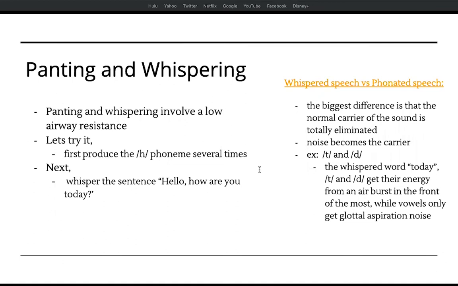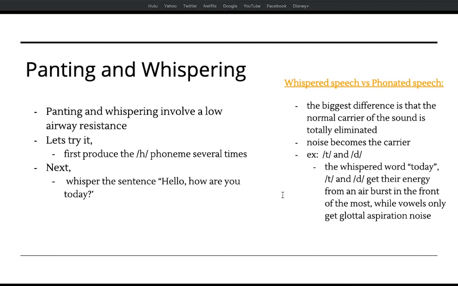Let's try it. First, produce an H phoneme normally several times. Ha, ha, ha, ha, ha. Now produce it with like half the amount of airflow. You notice the difference? Next, whisper the sentence, "Hello, how are you today?" Notice that you may need more air to produce that short sentence than you would just normally speaking.